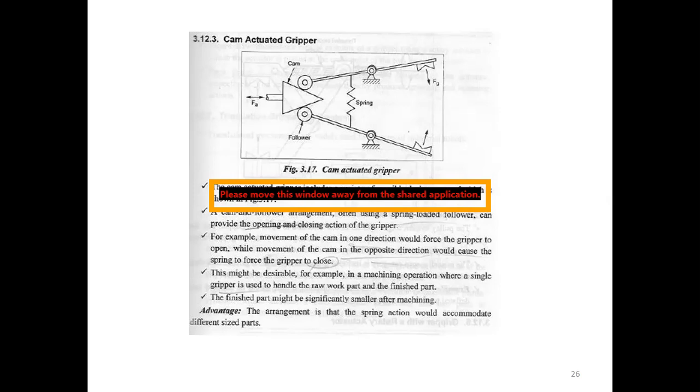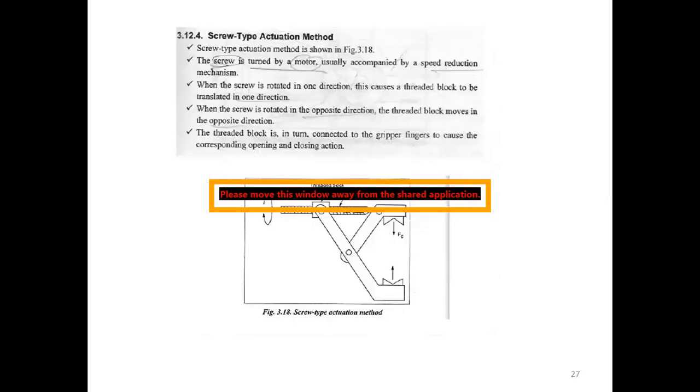So the advantage of the gripper is that it would accommodate different size parts. Next, the screw type actuation method. In the screw type actuation method, the screw is turned by a motor, and usually it will be accommodated by the fingers with a speed reduction method.